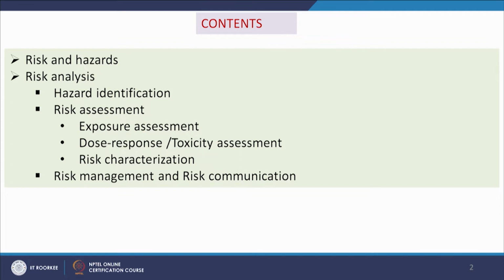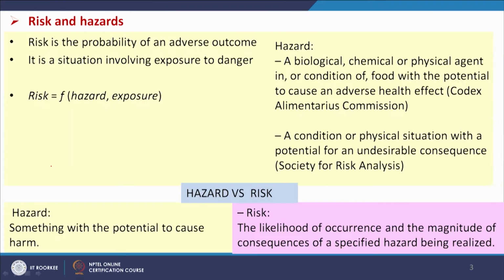Okay. So, the contents will be risk and hazards, risk analysis, that is hazard identification, risk assessment, which includes exposure assessment, dose response and toxicity assessment, risk characterization, and risk management and risk communication. Now, we will see what is the risk and hazards.